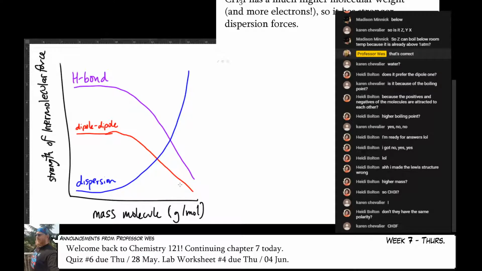Or I might just say, like, hey, these molecules are small. Which force is the strongest? Hey, these molecules are very big. Which force is the strongest?